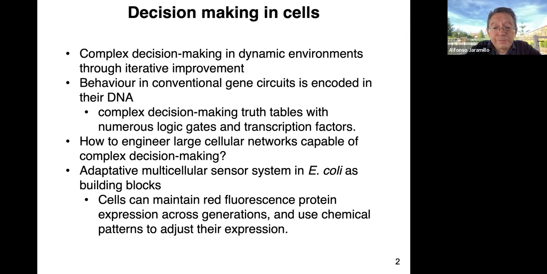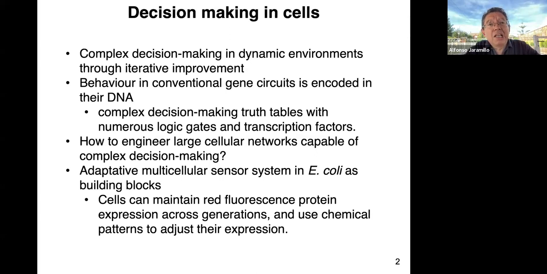In this particular case, they are going to express a red fluorescent protein, and the cells are going to be engineered to maintain this red fluorescence through many generations, at least as many generations as we need for the experiment. Then they will use chemical patterns to adjust the expression permanently.